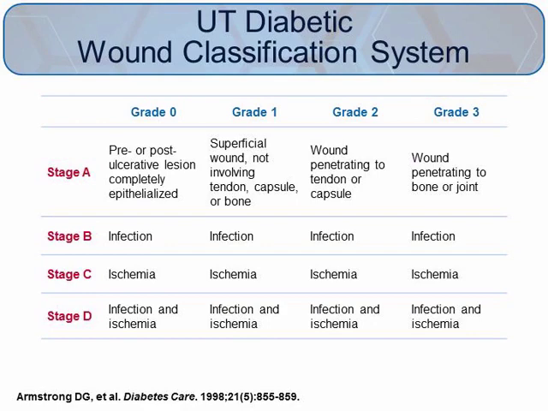With the University of Texas Diabetic Wound Classification System, they're looking at grade, involving either a superficial wound or a very deep wound, or stage, involving either no infection or ischemia, infection, ischemia, or infection and ischemia. So for instance, if you had a grade 2C ulcer, come over to grade 2, and this would be a wound penetrating to the tendon or capsule, and then come down to C with ischemia. So grade 2C ulcer is a wound penetrating to tendon or capsule with ischemia.